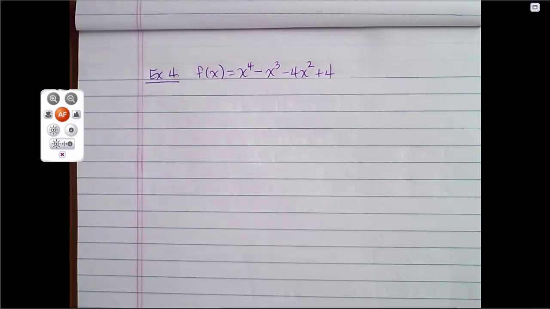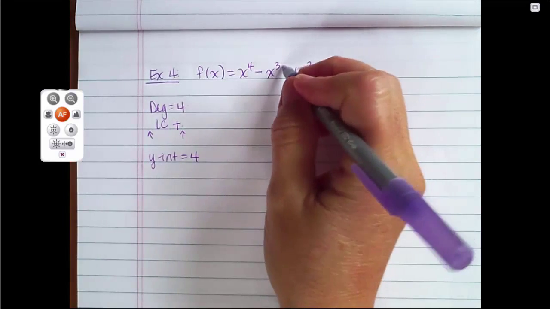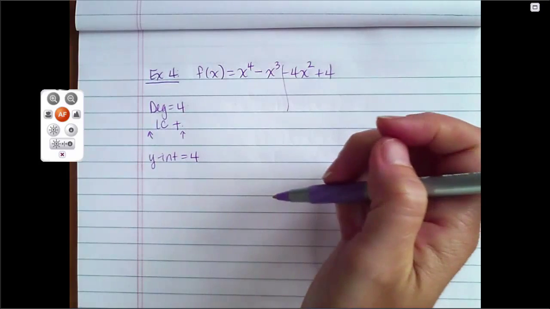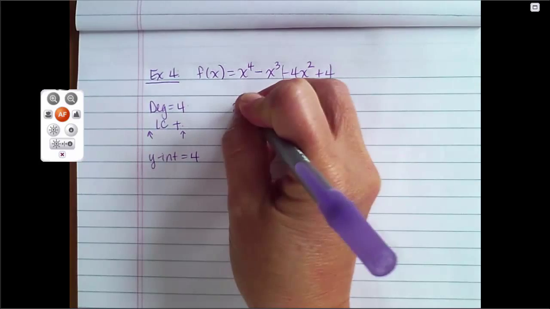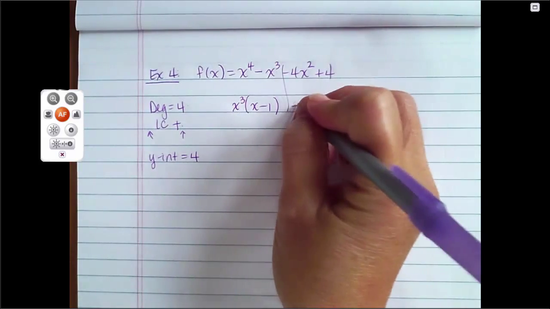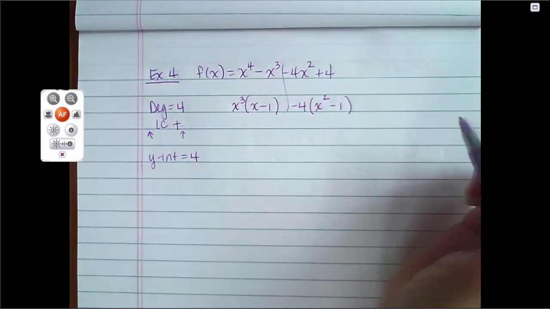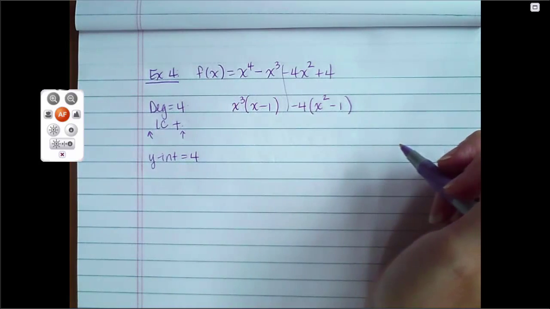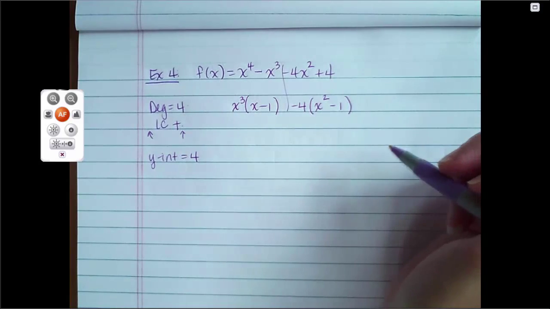I have f of x equals x to the 4th minus x cubed minus 4x squared plus 4. We'll do the same thing. So let's try to factor this. We have 4 terms already, so we can split the middle. On the left side, I can take out a common x cubed, and I'm left with x minus 1. On the right side, I can take out a negative 4, and I'm left with x squared minus 1. This is interesting. This is nothing we've factored before, and it's a bit of a sneak preview or foreshadowing for what we're going to be doing later this week.